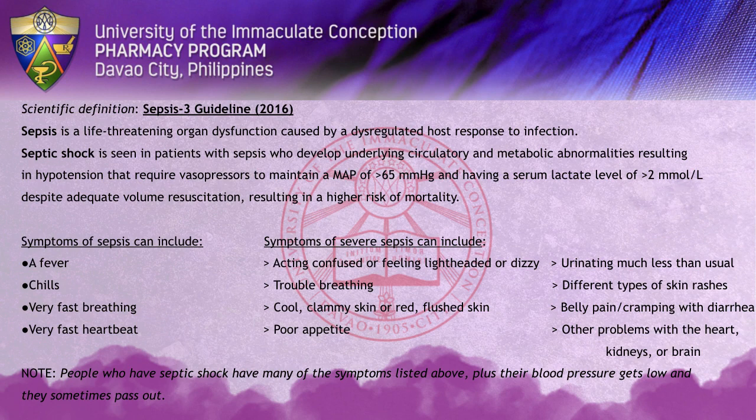Symptoms of sepsis can include a fever, chills, very fast breathing, and a very fast heartbeat. Symptoms of severe sepsis can include acting confused or feeling lightheaded or dizzy, trouble breathing, cool, clammy skin or red flushed skin, poor appetite, urinating much less than usual, different types of skin rashes, belly pain or cramping with diarrhea, and other problems with the heart, kidneys, or brain. It is noted that people who have septic shock have many of the symptoms listed above, plus their blood pressure gets low and they sometimes pass out.